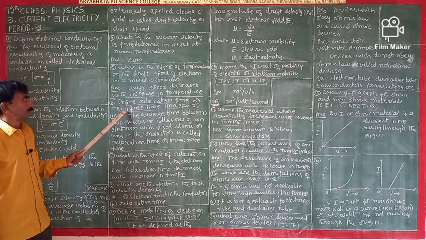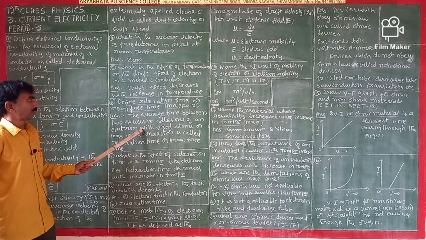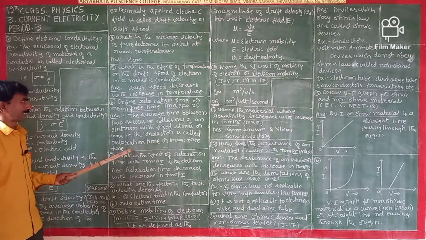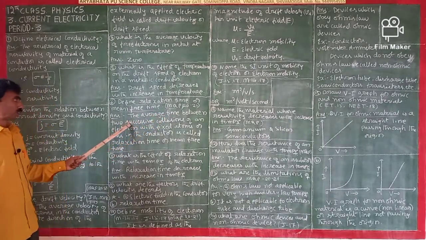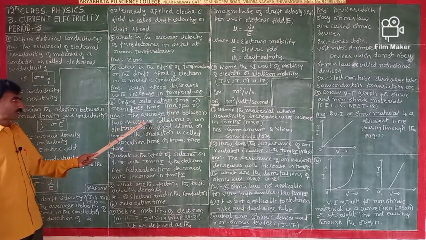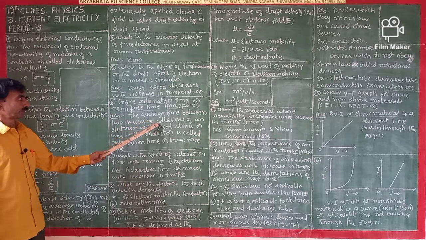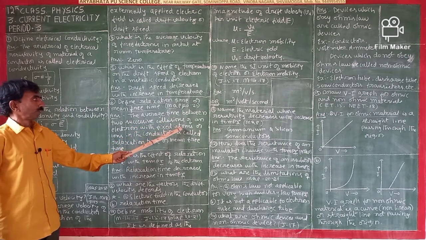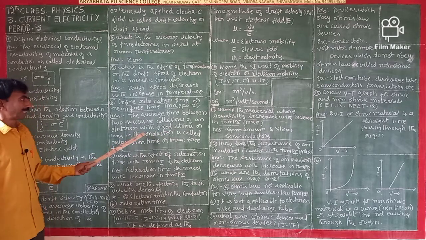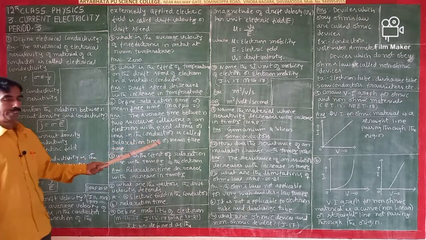Define relaxation time or mean free time. The average time between two successive collisions of an electron with fixed atoms or ions in the conductor is called relaxation time or mean free time.